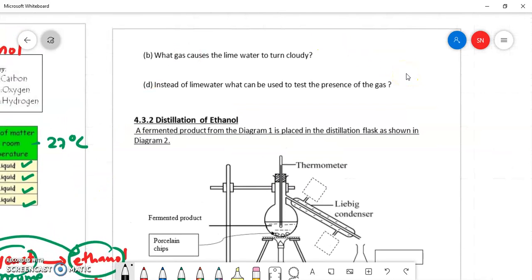On your next page: what gas causes the lime water to turn cloudy? That's easy. The presence of carbon dioxide. The lime water turned cloudy just now in the fermentation apparatus. The gas produced is carbon dioxide.